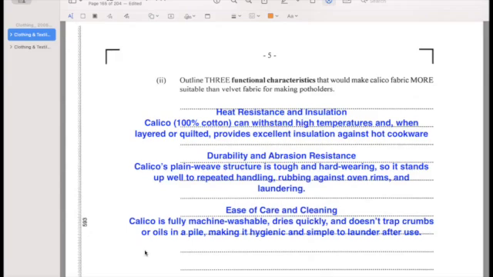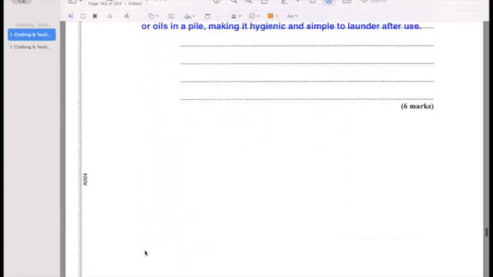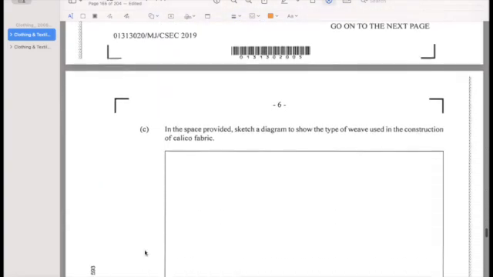The next characteristic we can see is ease of care and cleaning. Calico is fully machine washable. It dries quickly, right? And doesn't trap crumbs or oil in a pile, making it hygienic and simple to launder after use. 6 marks.